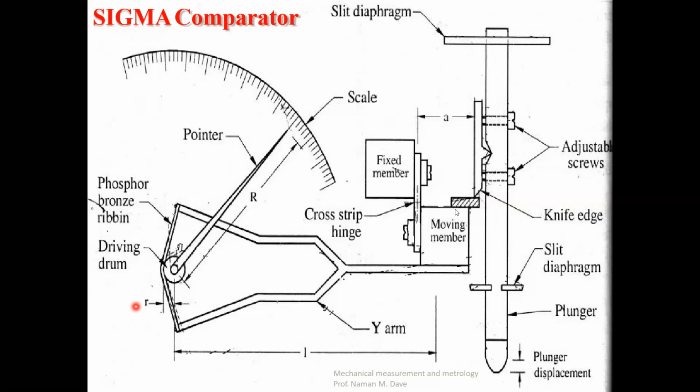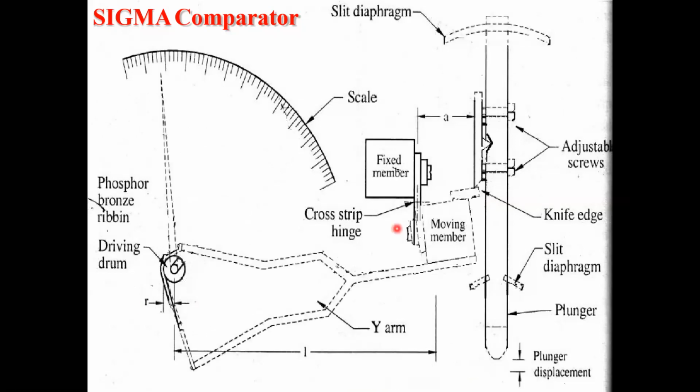If you observe, this is the initial position of the sigma comparator before placing the work part. This is the final position of the comparator after placing the work part, and the work part is slid below this plunger. Because of the variation on the work part surface, the plunger will move. The smaller sliding displacement of the plunger is transferred to the pointer through these leverage mechanisms.